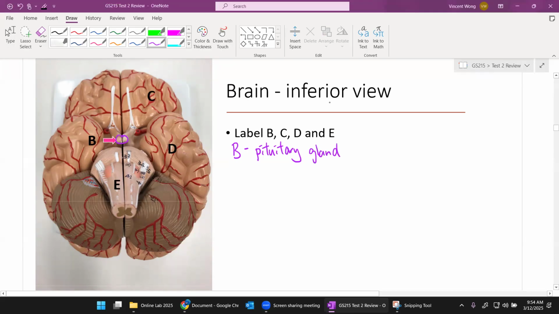Okay, working with the hypothalamus to help maintain homeostasis. C here, we're looking at the inferior portion, the bottom portion of the frontal lobe. This here on the side, that would be the temporal lobe. And E is the medulla oblongata.